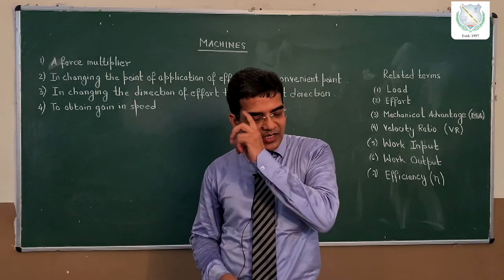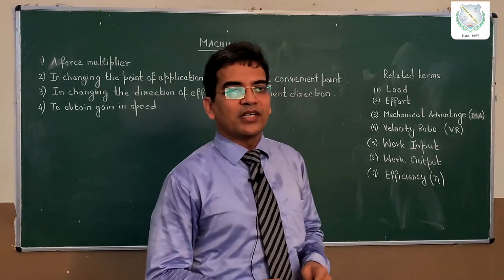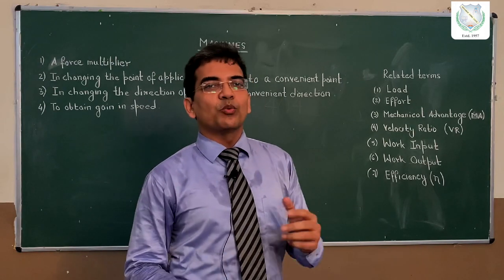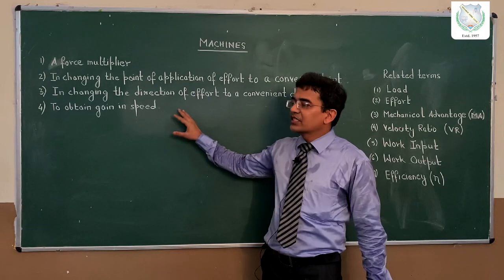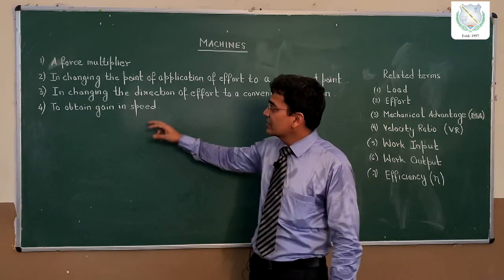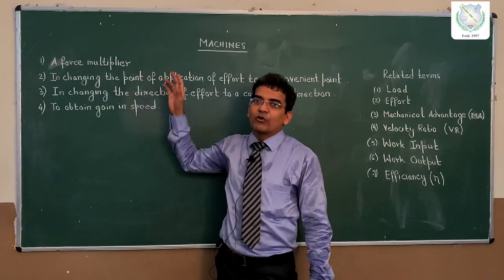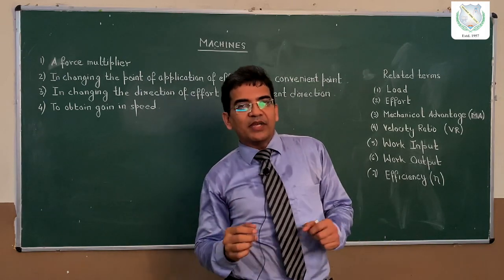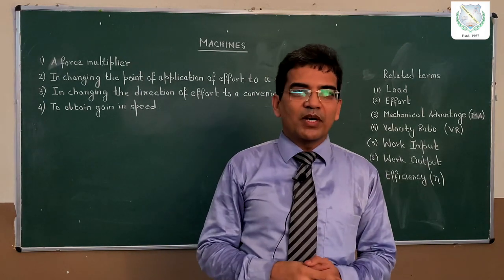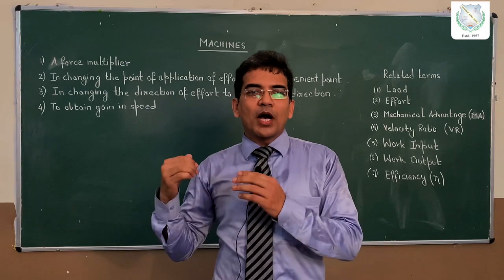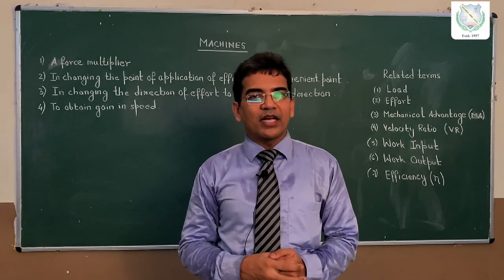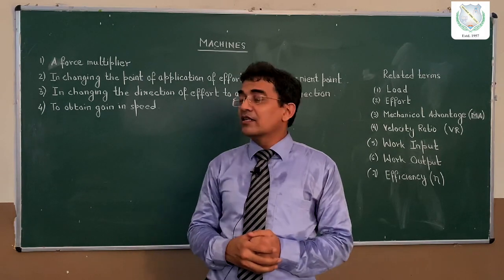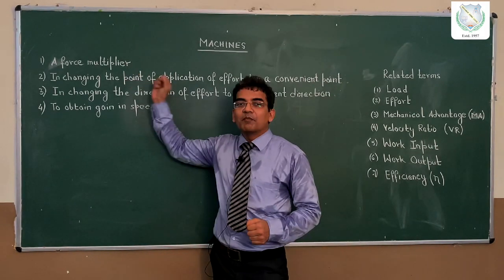Before starting this topic, let us try to understand what advantages we get from a machine. These are the 4 advantages that a machine gives us. The first one is that a machine acts as a force multiplier. What does this mean? That means you apply less effort and more load is overcome by the machine. That is known as a machine acting as a force multiplier.